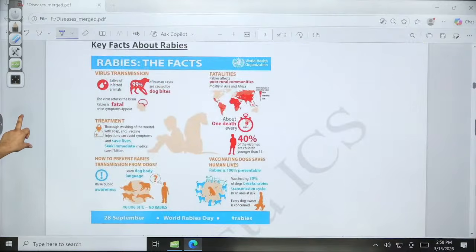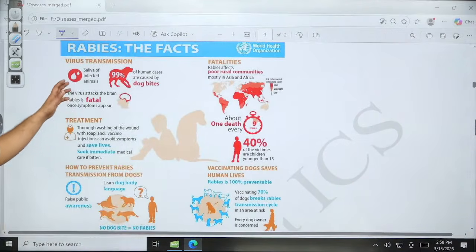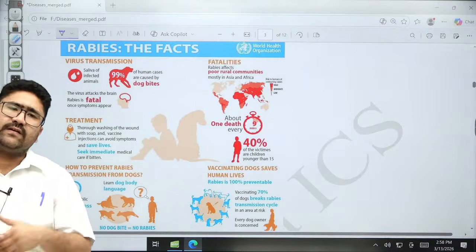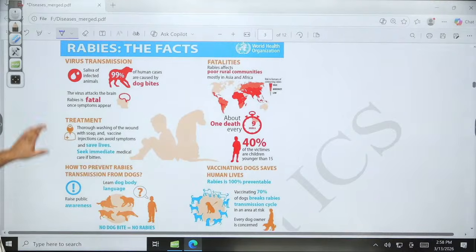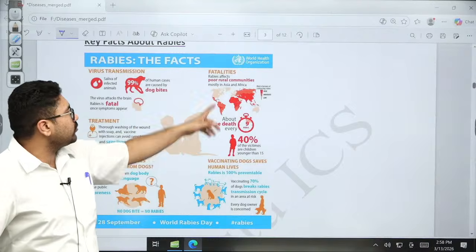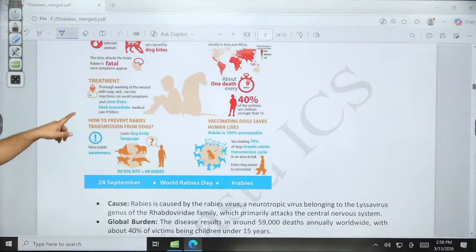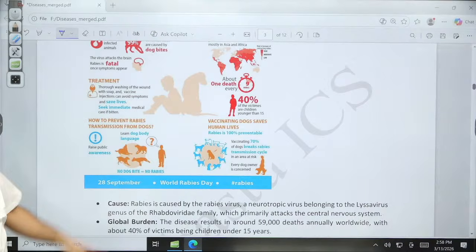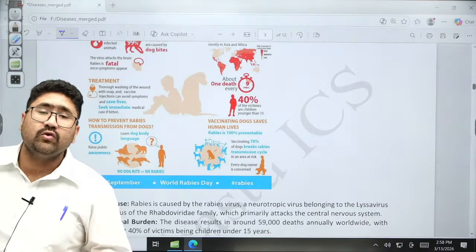Key facts, आपको मालूम है कि the virus is transmitted from the saliva of the dogs. Once they bite, that saliva enters the blood. Once the fluids between the dog and the human mix, the virus enters the human body and is going to affect the body. It is going to have some symptoms. What are the symptoms? There can be fatalities also. What we see is that thorough washing of the wound with soap and vaccine injections can avoid symptoms and save lives. Seeking immediate medical intervention is important in order to reduce the fatalities.